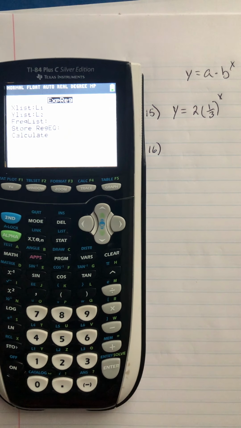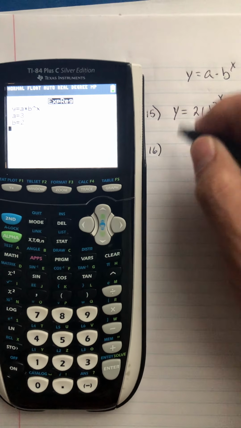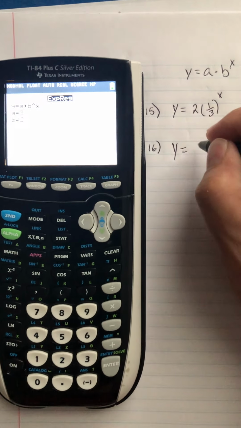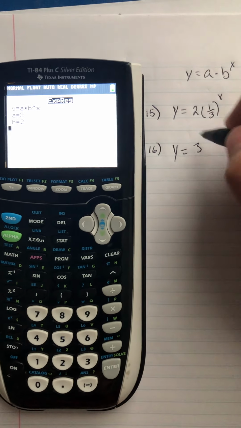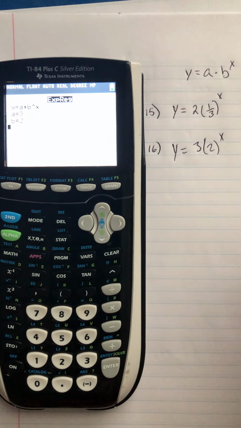and then go ahead and hit enter all the way through, and we get y is equal to 3 times 2 raised to the power of x.